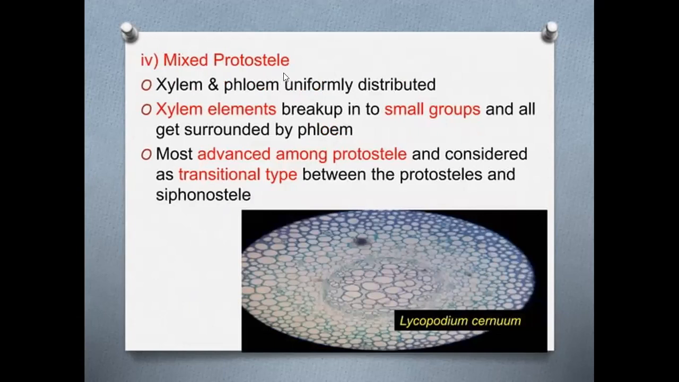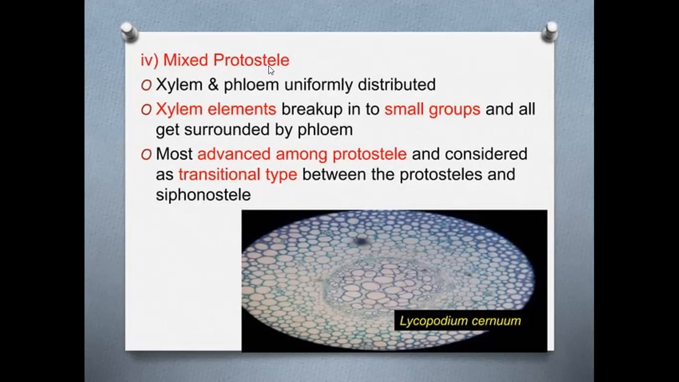Next, mixed protostele. Now, what is this mixed protostele here? Mixed. That means the xylem and the phloem, they both are uniformly distributed in the stellar region. Whereas here, the xylem elements, they are broken up into small groups like this. So this condition is called as a mixed protostele condition. And this mixed protostele is considered to be the advanced type of stele among the protosteles.